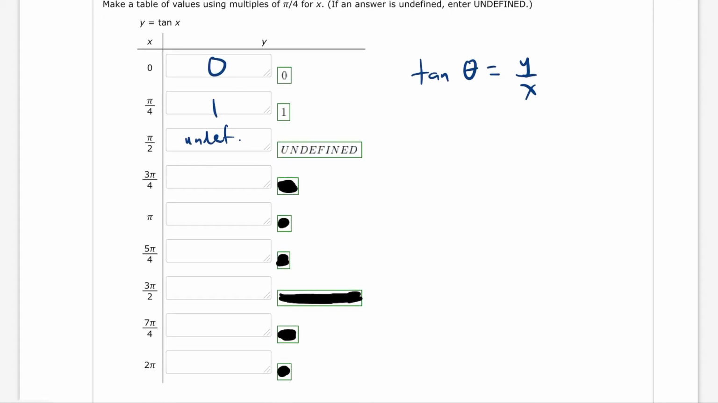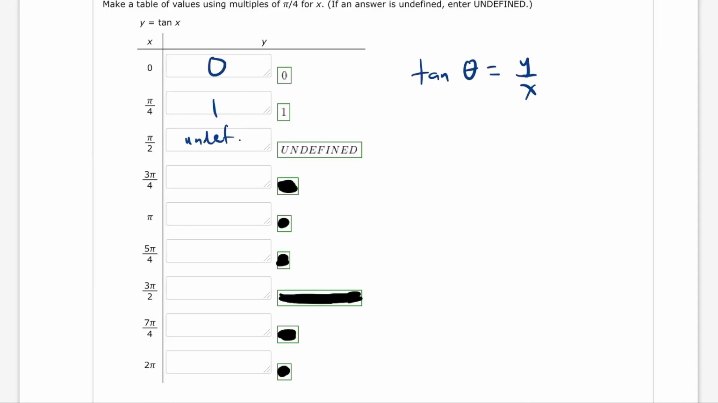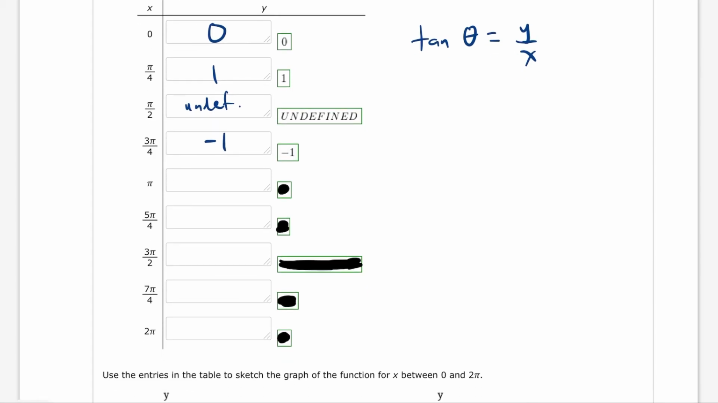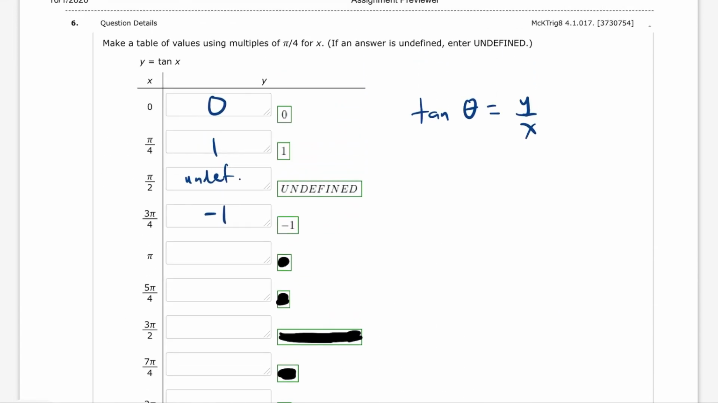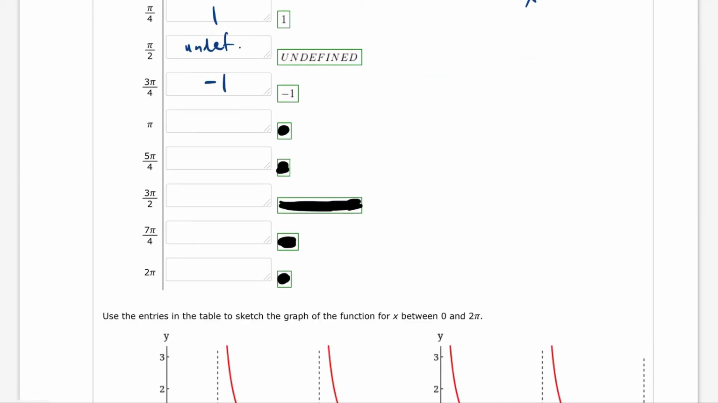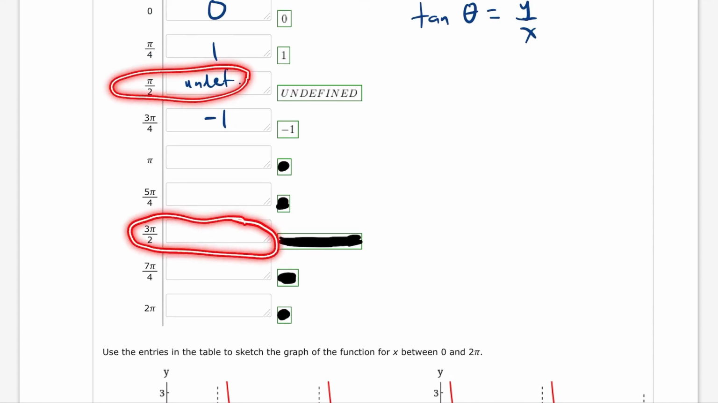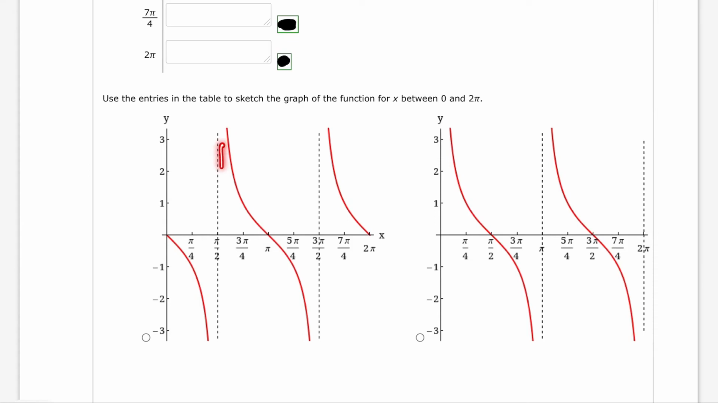Let's do maybe one or two more. 3/4 pi, it's going to be right there. That y divided by x is negative 1. All right, and you would just continue to do that. And if you look at these values here, the two asymptotes are going to be at 0 and pi. I'm sorry, at pi over 2 and 3/2 pi. That's where the two asymptotes are going to be because that's where it's undefined. So pi over 2 and 3/2 pi is where tangent is undefined. So it looks like this one could be it.